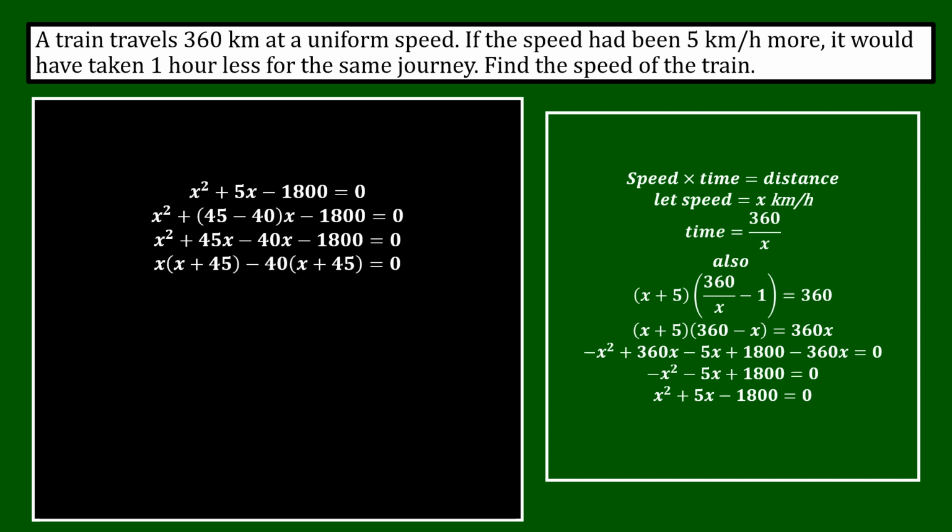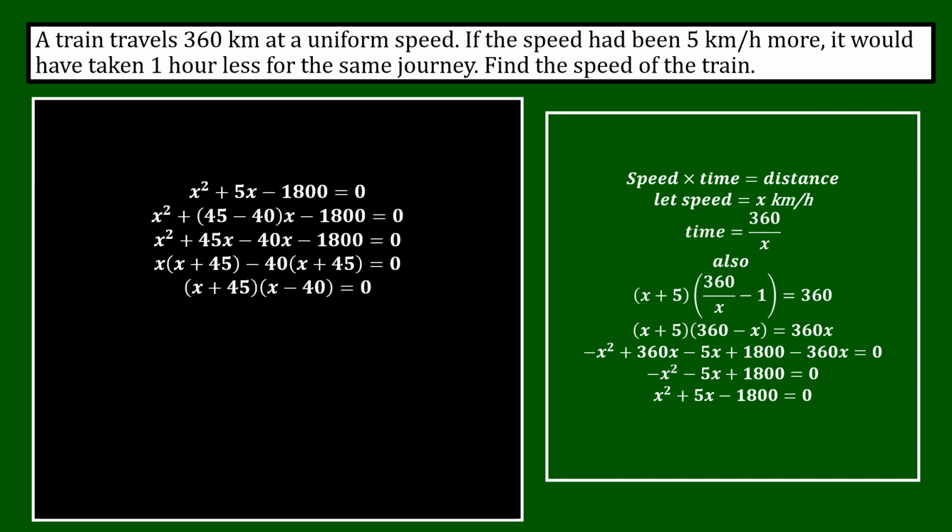x is common from these two terms. We are left within the bracket with x plus 45; minus 40 is common from these two terms. x plus 45, whatever is within the bracket in the first step will only be there in the second bracket. So write it before taking the common, then see what can be written outside the bracket, right?